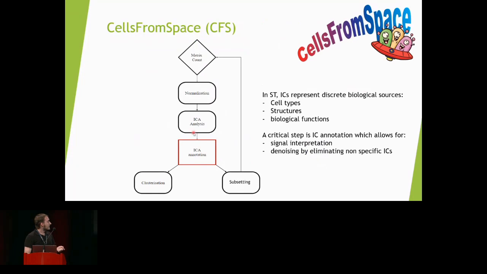So now that I have explained what ICA is, as I explained, you can detect cell type, biological structure, and biological function with this technique. And we reach a very important step, which is the ICs annotation. This annotation will be important because that's where you'll decide what the independent component means, whether it's a cell type, a biological process, or something you're not interested in.